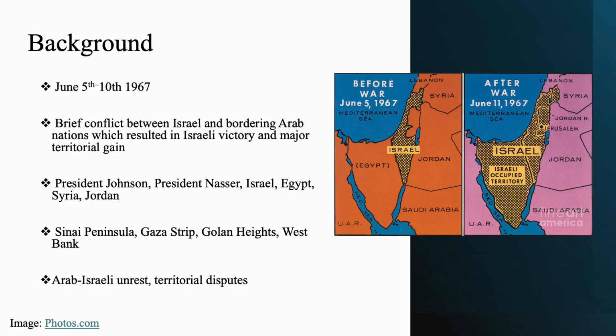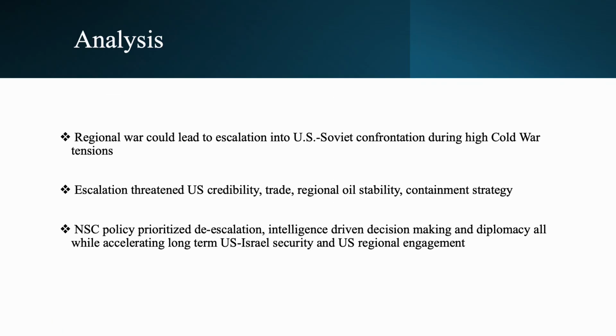By the end of the war, Israel captured the Sinai Peninsula, the Gaza Strip, the West Bank, East Jerusalem, and the Golan Heights. Due to Cold War tensions and the Vietnam War, the Johnson administration pursued diplomacy, avoiding direct military intervention. The Johnson administration recognized that a conflict between Israel and its Arab neighbors could risk bringing in the Soviet Union, ultimately threatening U.S. credibility, freedom of navigation, and access to resources like oil.